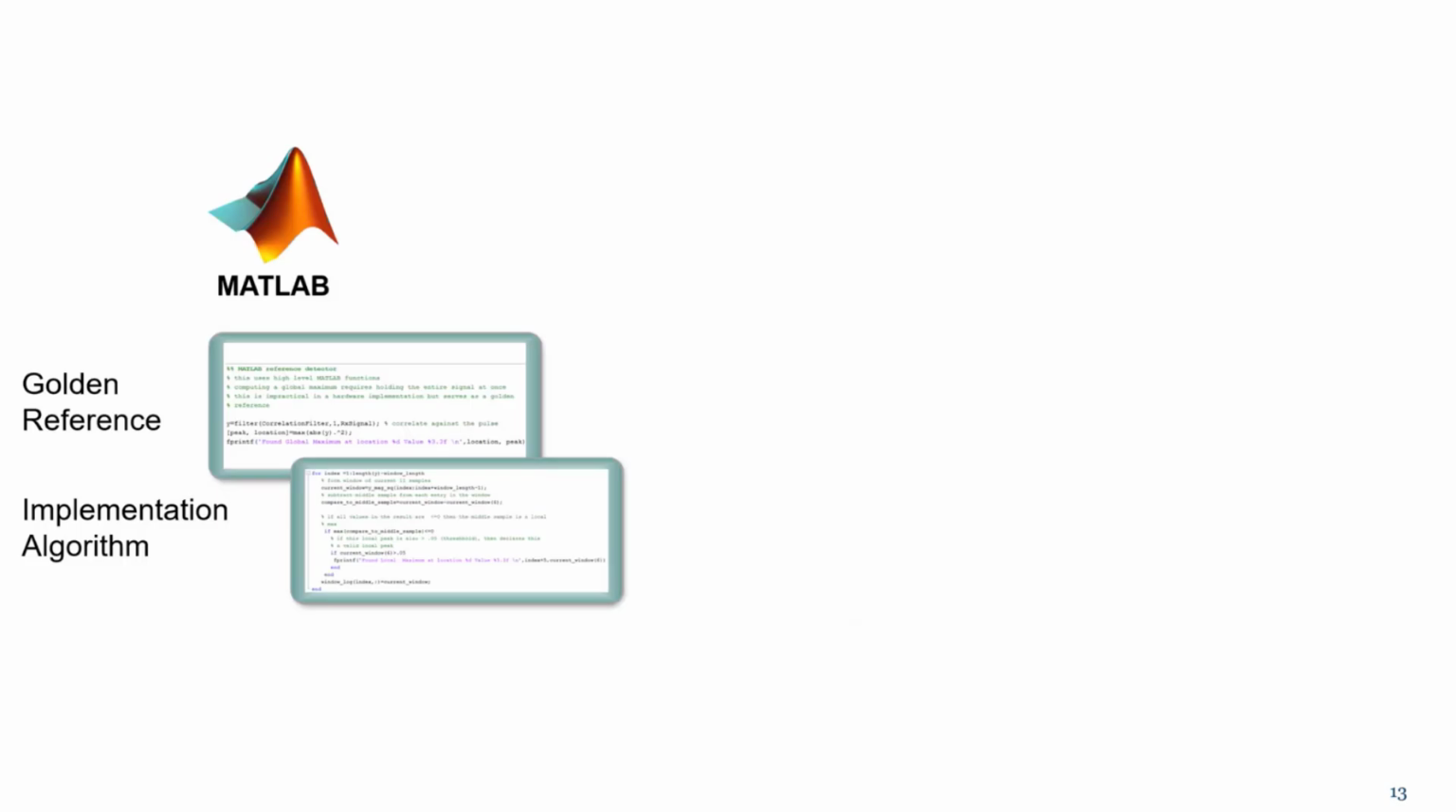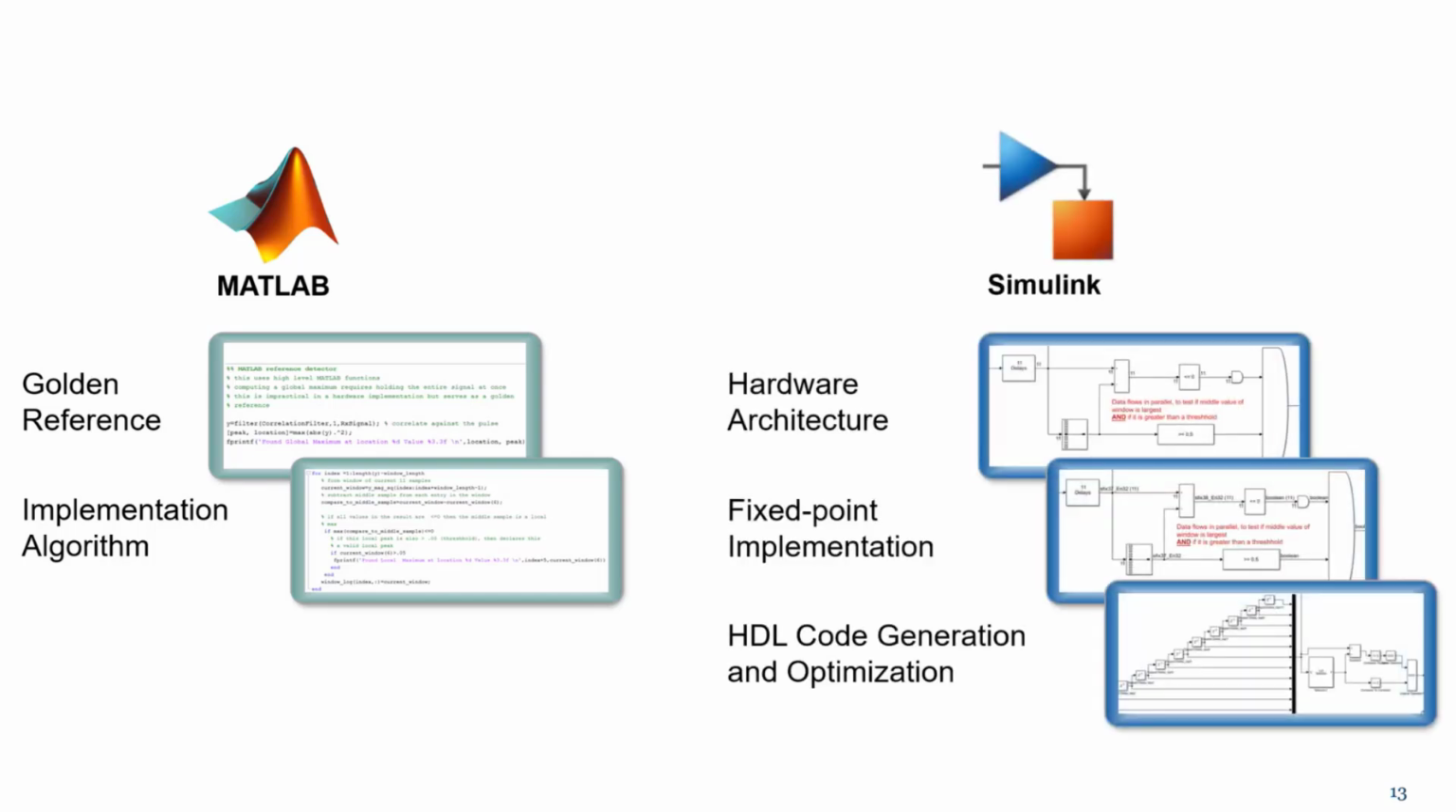So in other words, we can see MATLAB as where we can create our golden reference algorithm and even our implementation algorithm. And Simulink is where we can explore our architectures, our fixed point implementation, and later on generate code and explore even the optimizations that are provided with HDL Coder.